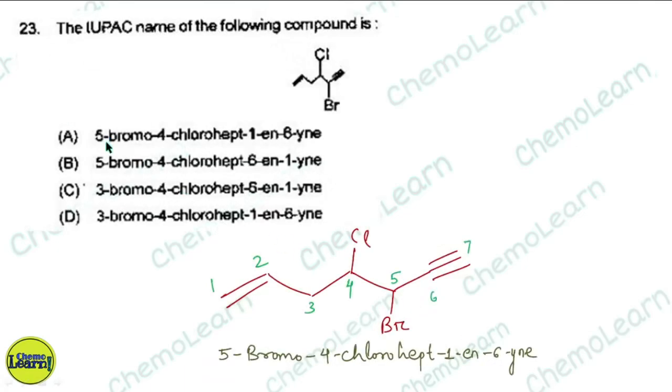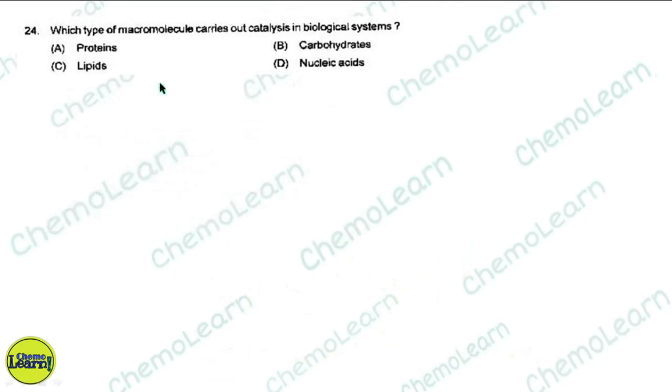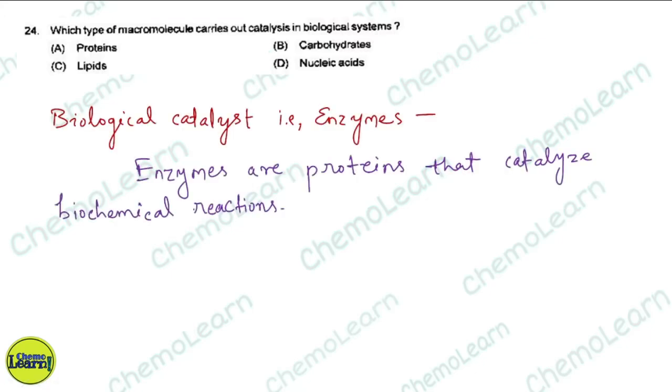Which type of macromolecules carries out catalysis in biological systems? So in biological systems we have the catalyst that is known as enzyme. The biological catalyst is the enzyme. Enzymes are made up of proteins. So option A will be the right one.